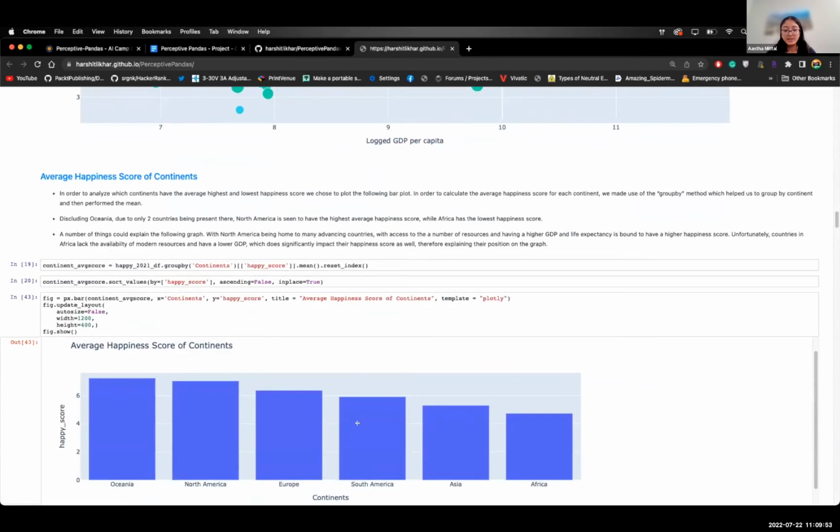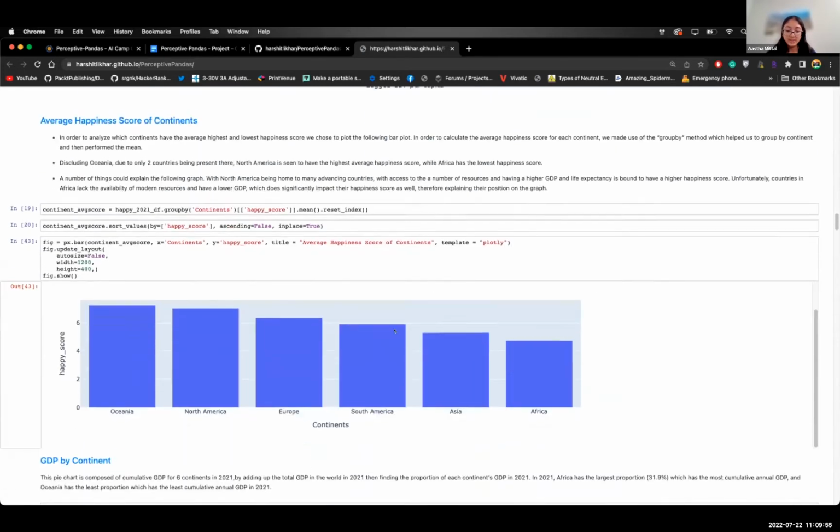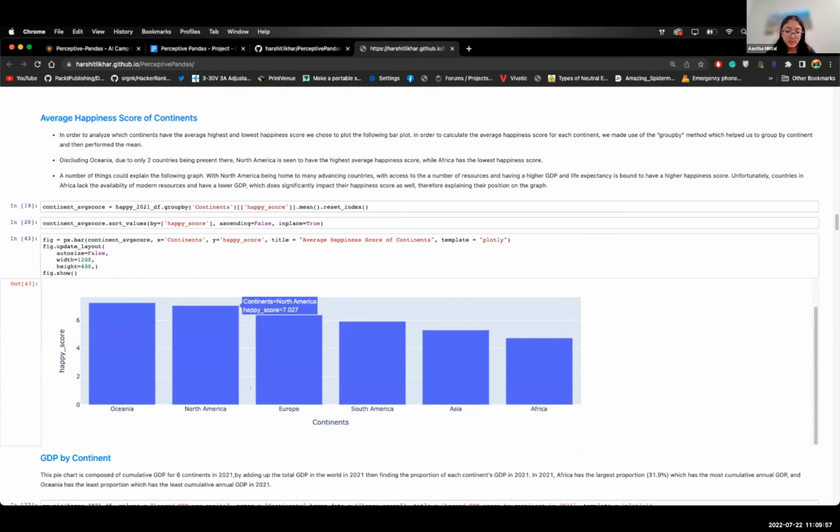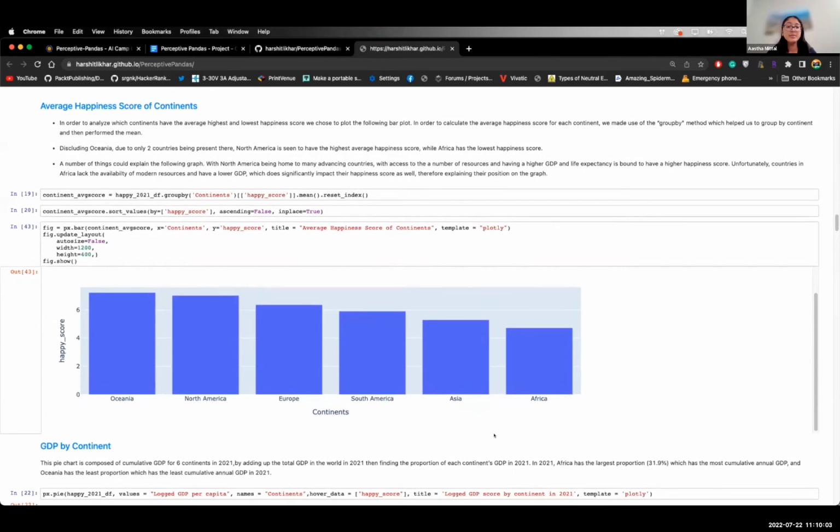So in order to calculate the average happiness score for each continent, we made use of the group by method, which helped us group by continent and then perform the mean. A number of things could explain this graph. So for example, North America is more advanced, with more resources, more life expectancy, therefore more happiness, whereas Africa has unfortunately lower modern resources, therefore lower GDP, which could affect happiness again.